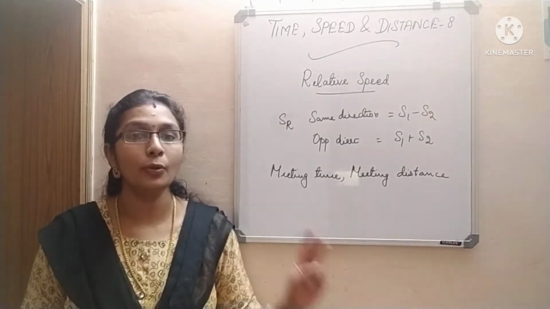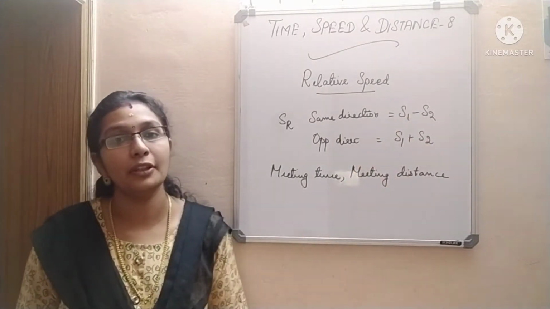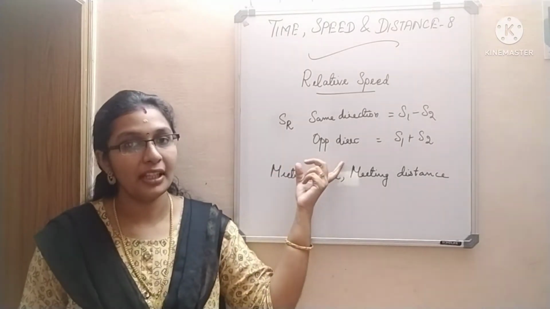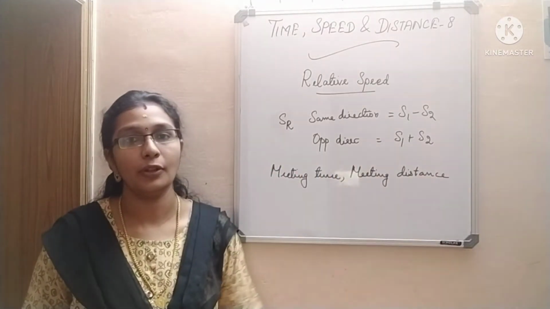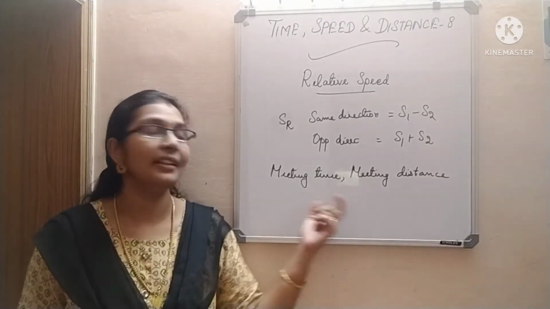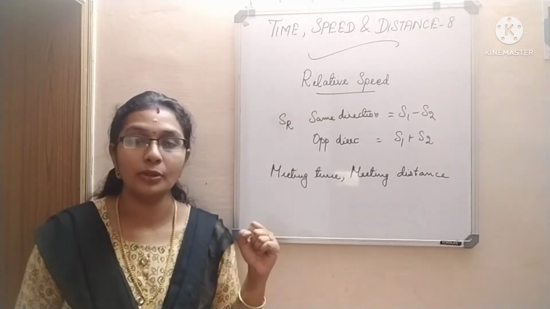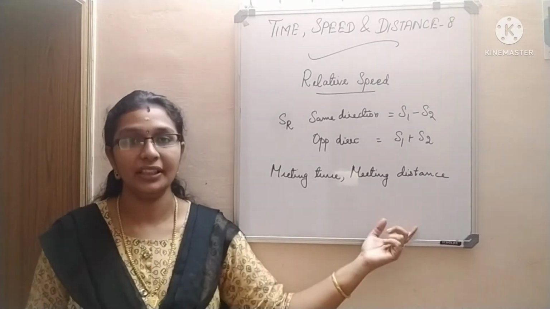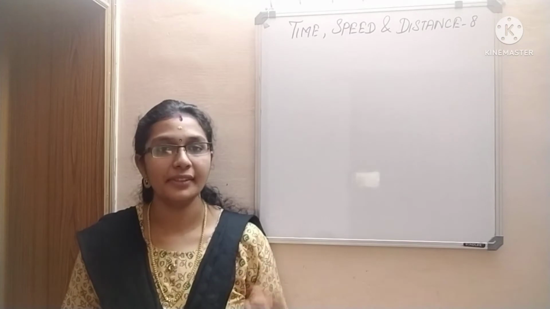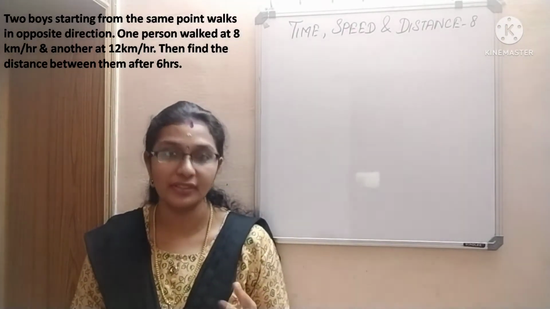So when you have two objects moving in the same direction, you will find the difference between the two speeds for your relative speed, and when you have two objects moving in the opposite direction, you will add up their speeds for your relative speed. Clear? Now you have questions like meeting time and meeting distance, and there are a number of questions related to the relative speed concept. In this session we will cover questions based on meeting time and meeting distance. Let's start with the first question, which is a very basic type. Two boys starting from the same point walk in opposite directions.